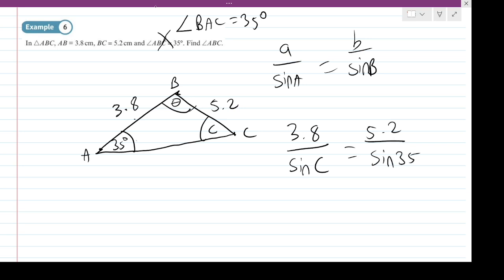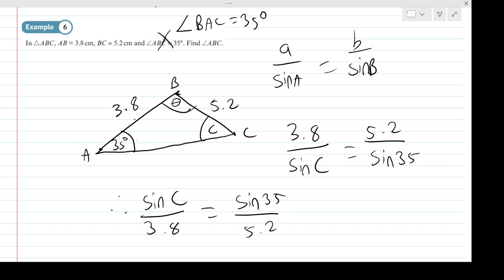Now what you can do here is flip the fractions and it's perfectly the same. So therefore we can then just say sine C over 3.8 is also sine 35 over 5.2. Make sure you flip one fraction, you do the same to the other, because it's an equation. Which leads us to an alternative formula to this.